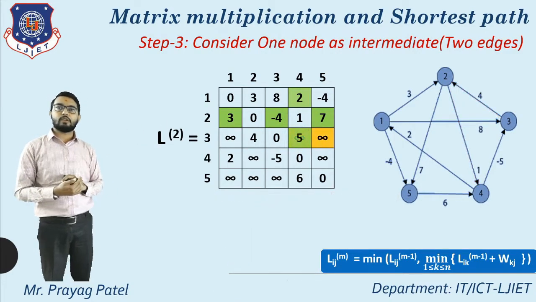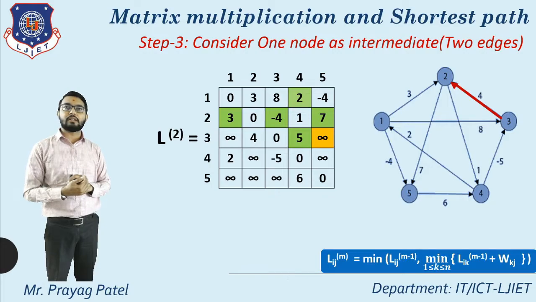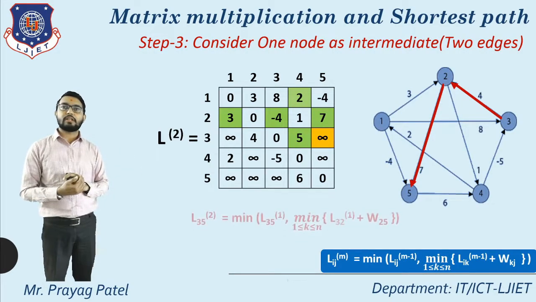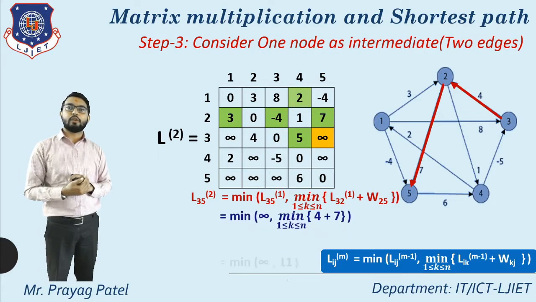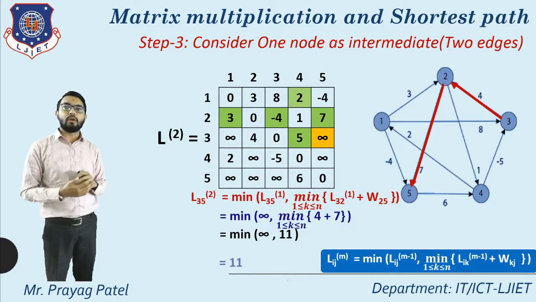Now consider the next location, 3, 5. A direct path from 3 to 5 is not available. Now consider one intermediate path: 3 to 2 and 2 to 5. Now the distance is 11. So consider the minimum of infinity and 11, and the minimum equals 11. So consider 11 as our answer.